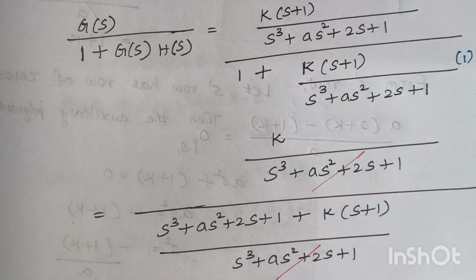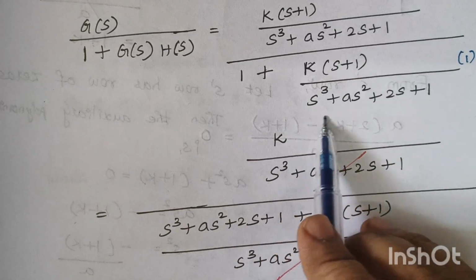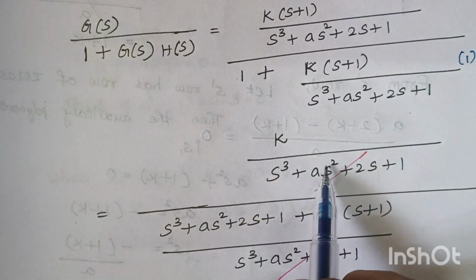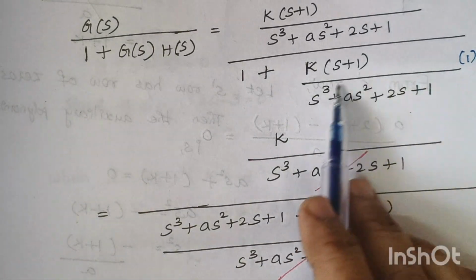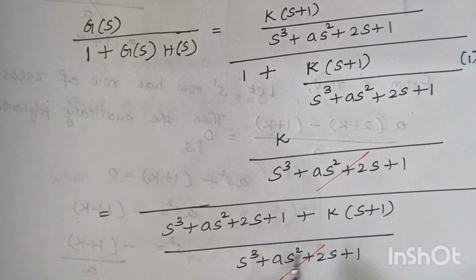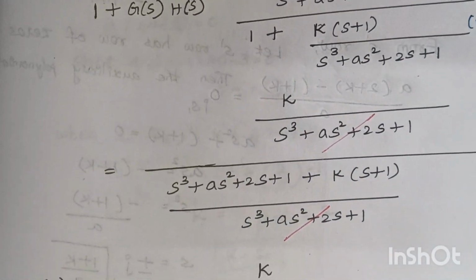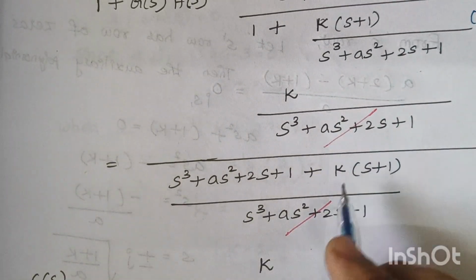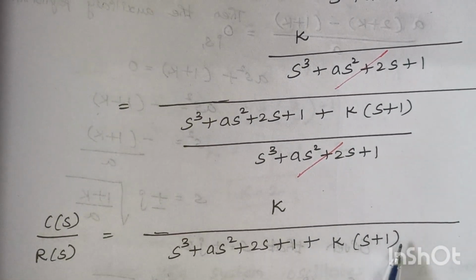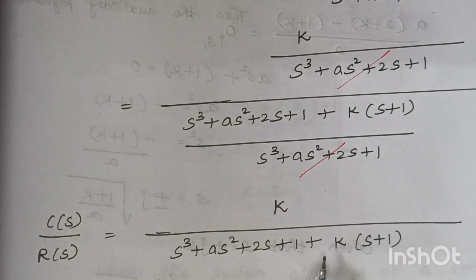Right. The next step is we are going to take LCM. So here this entire term will get multiplied with this 1. So the numerator as such, divided by this entire term multiplied by 1 here. So 1 plus k into s plus 1 and the whole term divided by this denominator term. Right. So here both the denominators are same, so they cancel each other. And finally we are having an expression like this. We are having some bigger expression. So this is our closed loop transfer function.